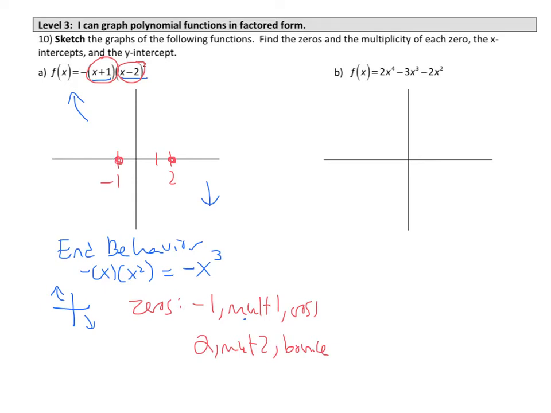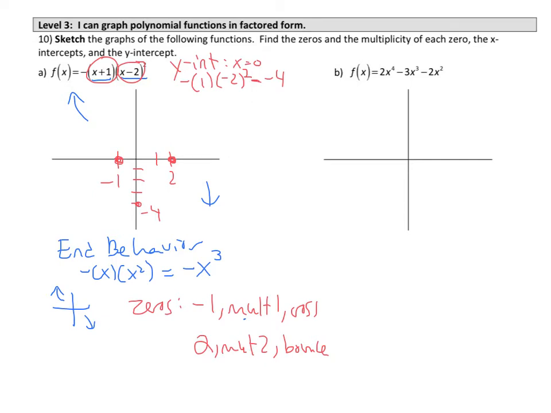and I start with my end behavior. Oh wait, we also have to find the y-intercept. Can't forget the y-intercept. The y-intercept is when x equals 0, so plug in 0, and you get negative 1 times negative 2 squared, and so that's going to come out to negative 4. So down here at negative 4 is going to be the y-intercept.